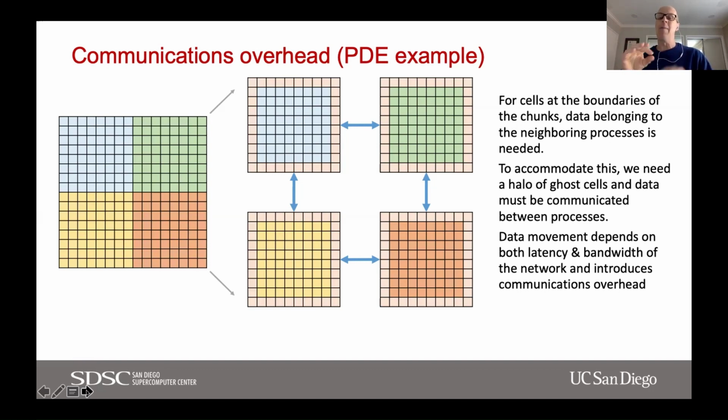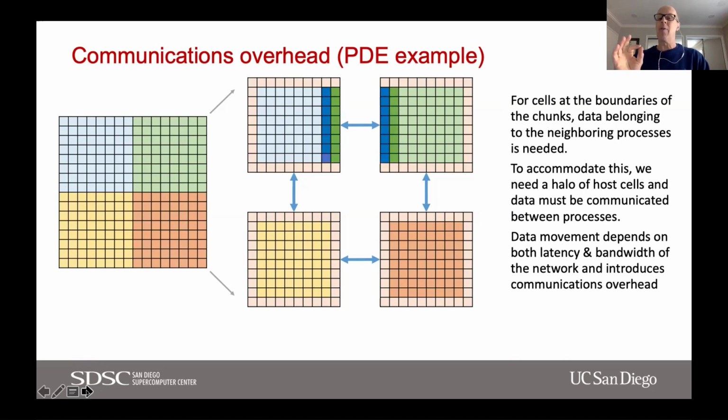So to accommodate this, first of all, we need to add a halo of ghost cells, and then the data has to be communicated between those processes. The amount of time it takes to do this data movement is going to depend on the latency and the bandwidth of the network, and this is going to introduce communications overhead. So again, as an end user rather than a programmer, you're not going to be responsible for implementing this. This is going to be done all under the hood in the application, but you just need to be aware of the impact that this is going to have.